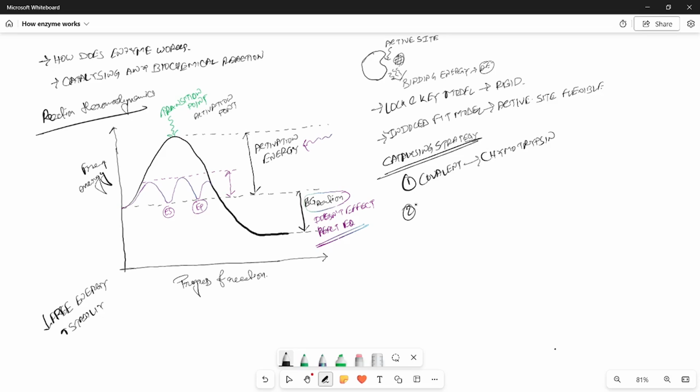The second strategy is acid base reaction. In simple terms, we all know what an acid base reaction is. That is electron donation or proton transfer reaction. What is the most prominent example for acid base reaction? That is lysozyme.